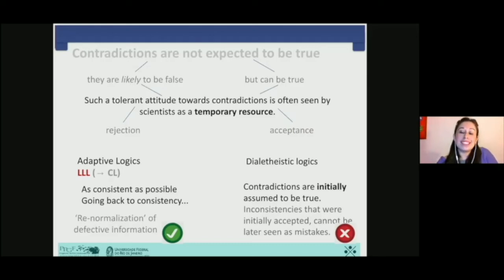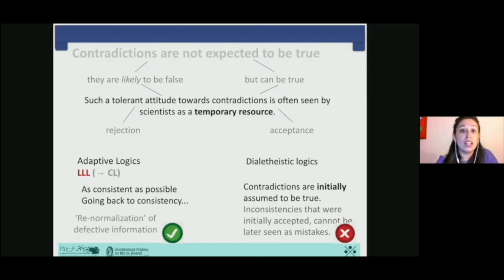And so, if we go back to the comparison with dialetheistic logics, what will happen there is that they will not be able to go back to consistency in the strong sense. They will not go back to our classical intuitions as soon as we have more information. For a dialetheistic logic, contradictions are going to be initially assumed to be true, and inconsistencies that were initially accepted in the strong sense cannot be later seen as mistakes, at least not in the same model.